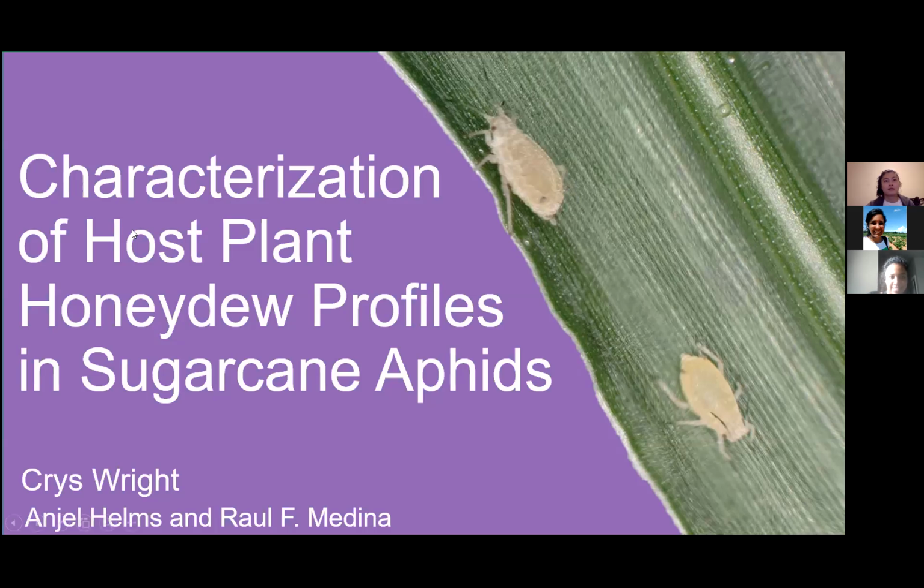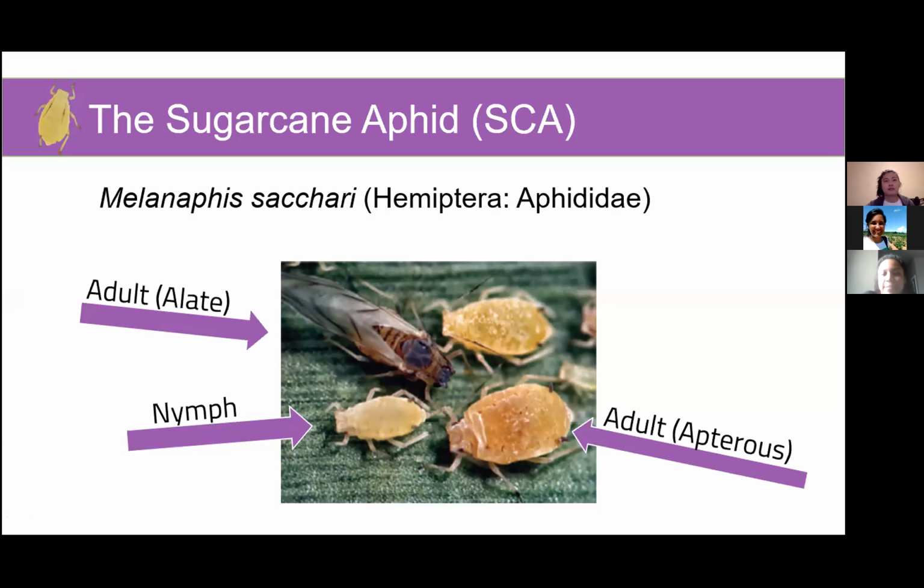This is the sugarcane aphid, Melanaphis sacchari, and this aphid is a parthenogenetic species, so it reproduces asexually. As you can see from this figure, the adults can either be winged or wingless, or alate or apterous.